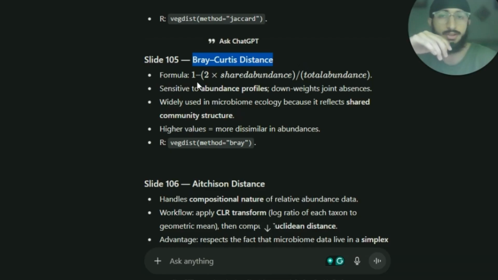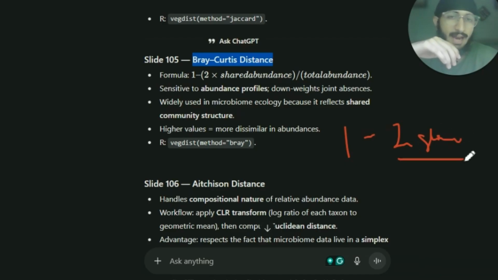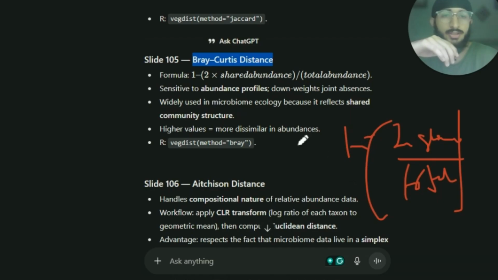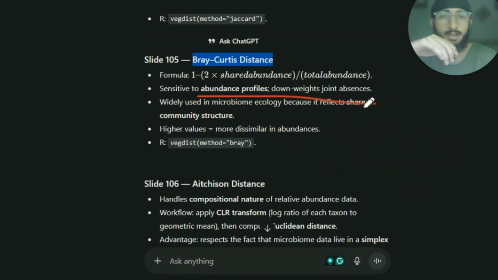Then we have the Bray-Curtis distance. So the formula is 1 minus 2 times shared abundance, upon total abundance, right? This is the formula for Bray-Curtis distance. It is sensitive to abundance profiles, downweights joint absences, and is widely used in microbiome ecology because it reflects shared community structure. Now, higher values mean more dissimilar in abundances, and we use the method bray.